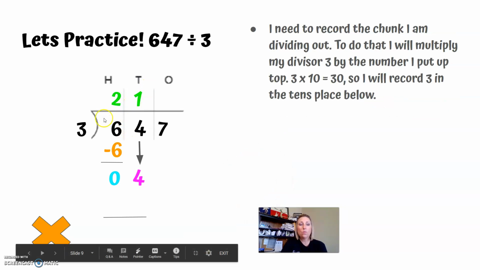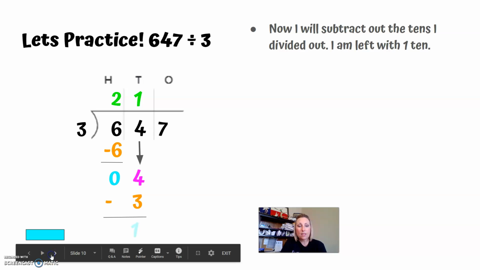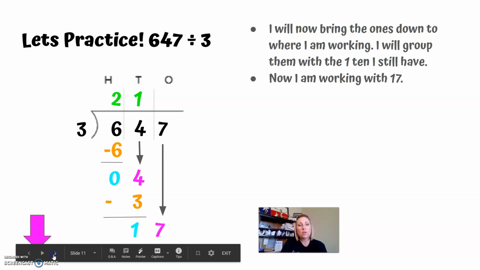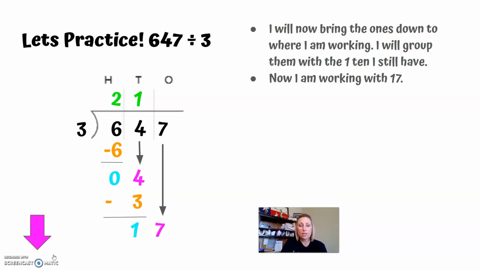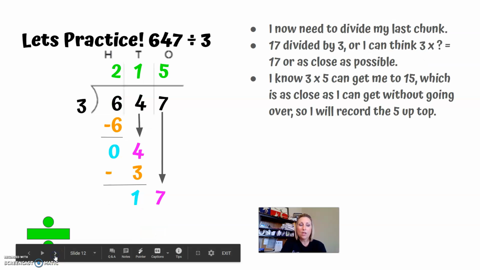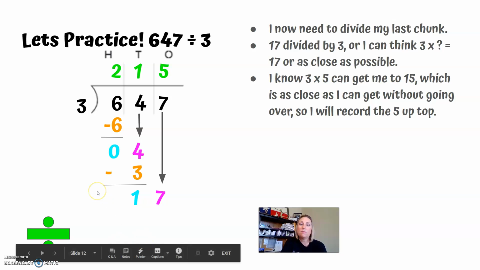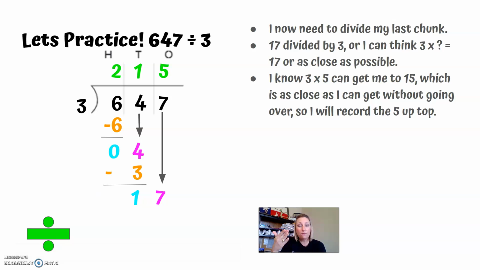Now I multiply. 1 times 3 is 3, and then I subtract it out of the number I'm dividing. So I subtract 4 minus 3, and that leaves me with 1 ten left. And then I'm going to regroup or bring down my 7 ones. So now I have 17 left to divide out by 3. So remember, I'm going to bring it back now, and I'm going to say 17 divided by 3. So how can I get to 17? 3, 6, 9, 12, 15, 18. I don't have enough to make 18, so I can only go 3 times 5 is 15.